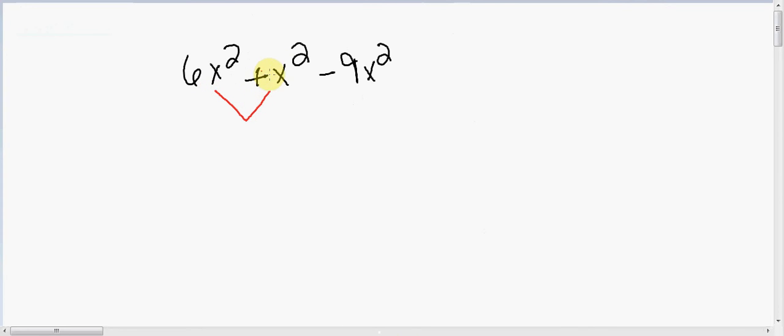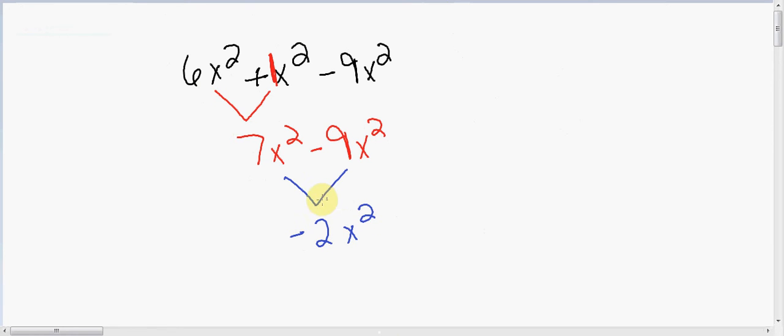So we have, remember that's a 1, so we have 6 and 1x squared gives us 7x squared minus 9x squared. And now when we combine these two terms, they both have x squared, so they're like terms. I can do this. We have a 7 and we have a negative 9. We're going to subtract to get negative 2x squared. And that'll be our final answer. That's our expression simplified. We've combined like terms, in other words.